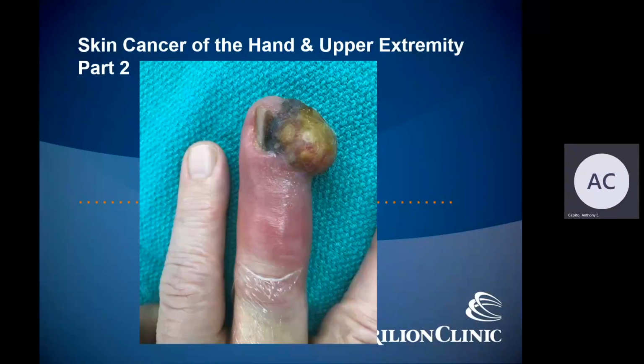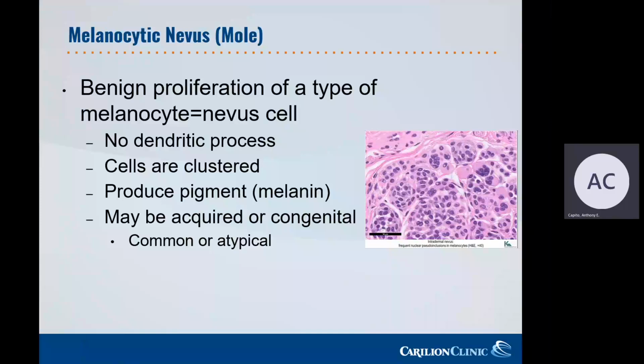Now changing gears, we're going to melanoma. As you can see, this is a pigmented lesion on the finger involving the nail fold and the finger pulp. So these are a lot more aggressive and require a different type of treatment, a whole different category of treatment in thinking about melanoma versus the basal cell and squamous cell.